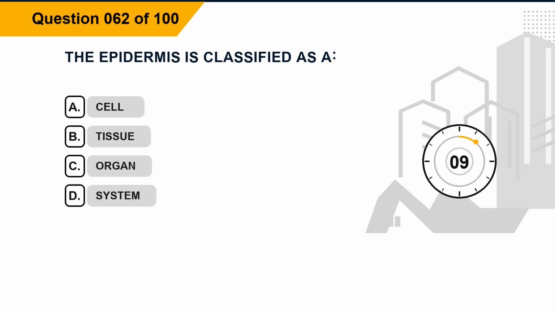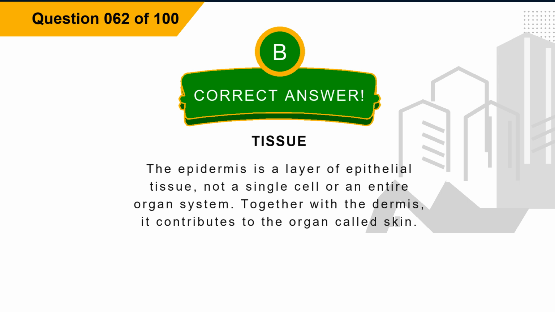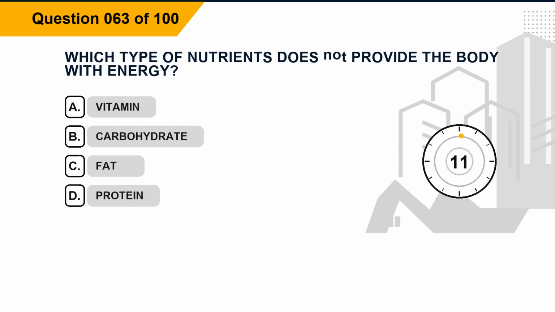Question 62. The epidermis is classified as a: Option A. Cell. Option B. Tissue. Option C. Organ. Option D. System. The correct answer is option B. Tissue. Explanation. The epidermis is a layer of epithelial tissue, not a single cell or an entire organ system. Together with the dermis, it contributes to the organ called skin. Question 63.